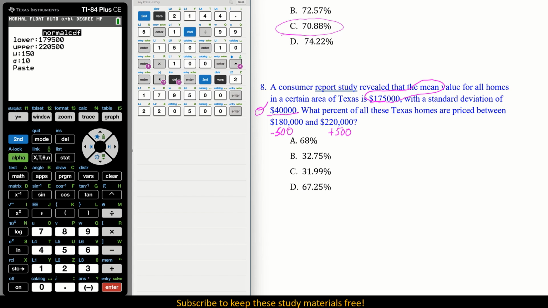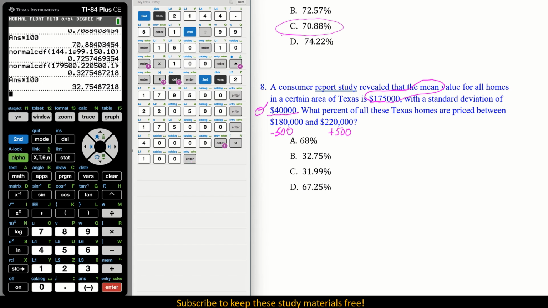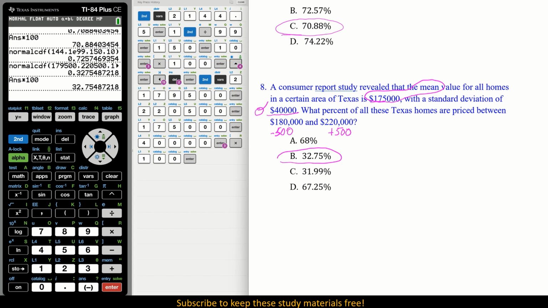Now our mean, well, that's okay. We just put in the 175,000 because that doesn't need adjusting. That's not what we adjust. Now let's push enter. And then the deviation was 40,000. I may have said 4,000 earlier. It's 40,000. Enter, enter, enter again. And then it's a percent they want, so times 100. Push enter. And there you go. It's option B.